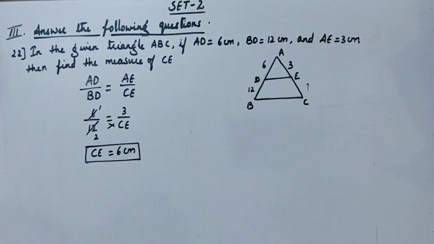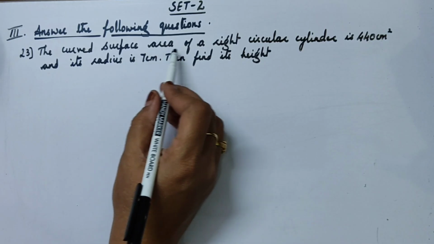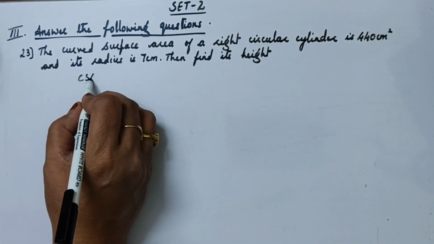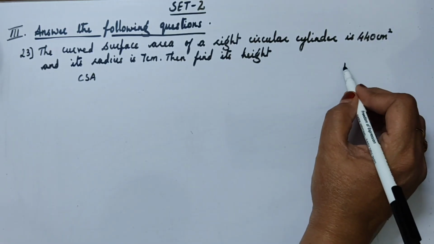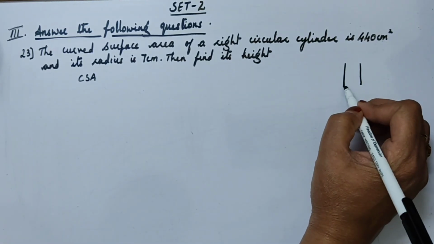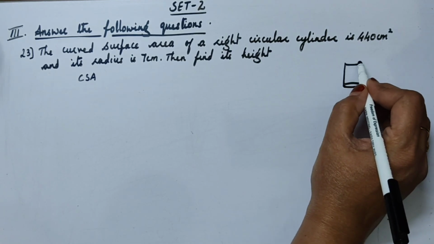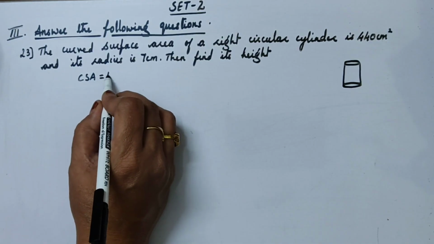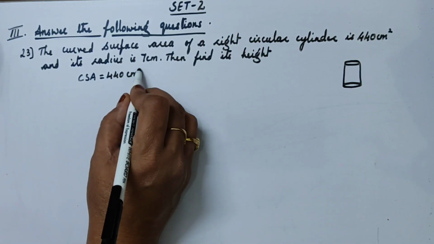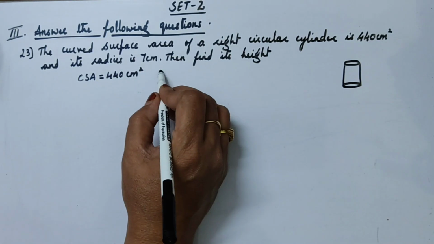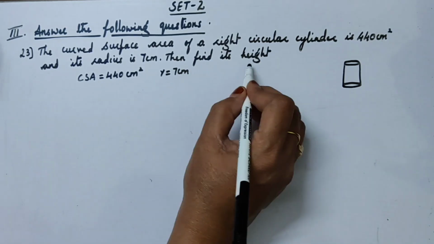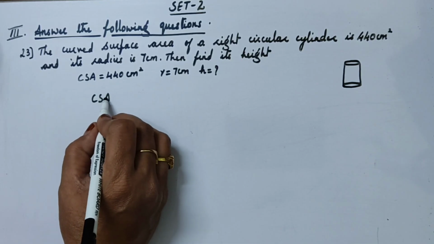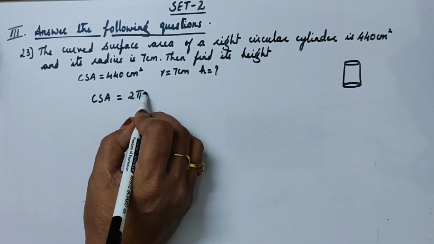Hope this is clear. The curved surface area of a right circular cylinder, CSA. This is a cylinder, students. The curved surface area of the cylinder is 440 centimeters square, and the radius of the cylinder is 7 centimeters. We need to find the height. The curved surface area of a cylinder is 2 pi r h.